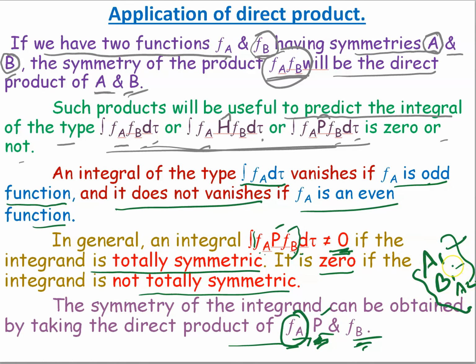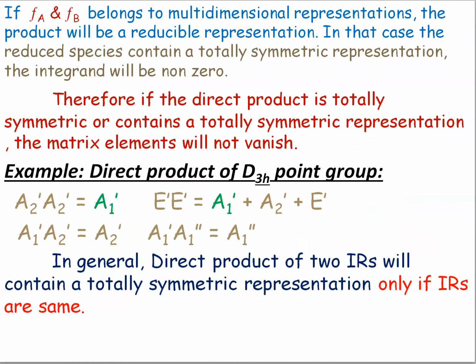If it is not totally symmetric, it is equal to 0. It's a very important thing. Sometimes you may not understand. You will understand it in more detail in later discussion of its application. And look at here, one more thing.